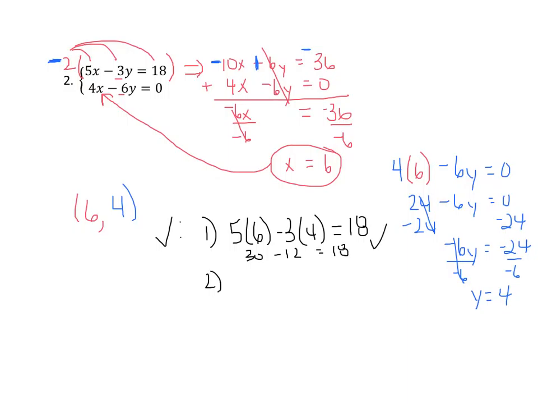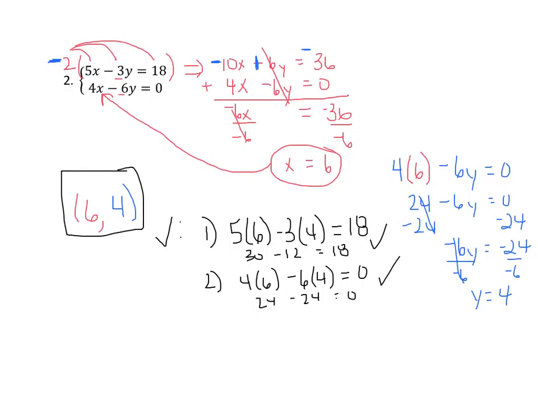Now let's check it in number 2. 4 times 6 minus 6 times y, which was 4, and that should equal 0 if I did it correctly. 4 times 6 is 24, minus 6 times 4, which is 24, and that does equal 0. So it checks out, and this is my point of intersection, which is my solution to the system.